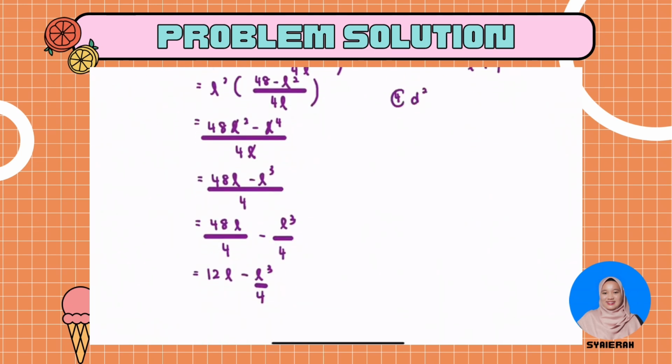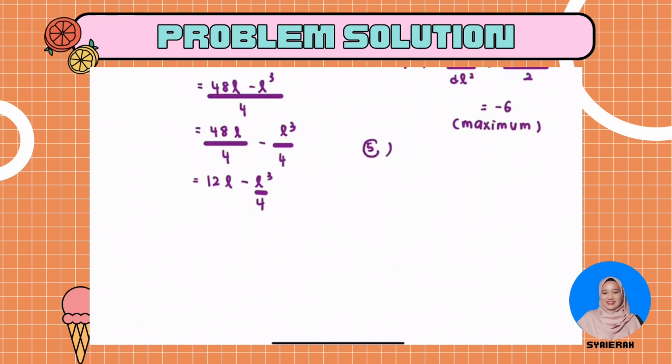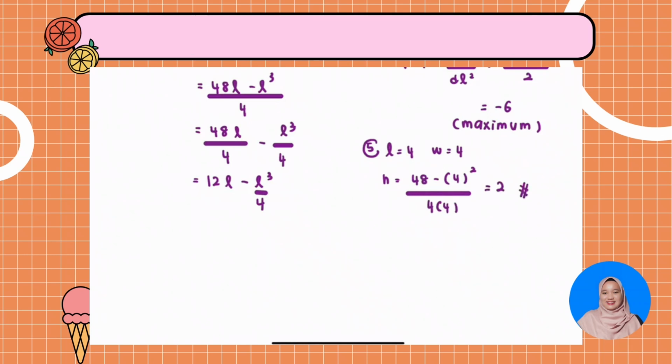Fifthly, we differentiate the same equation again and put the value of L into the equation to get the maximum volume. And we get -6, so it is a maximum. And lastly, find the value of H by substituting both the value of W and L, which is 4, and we will get H equals to 2.